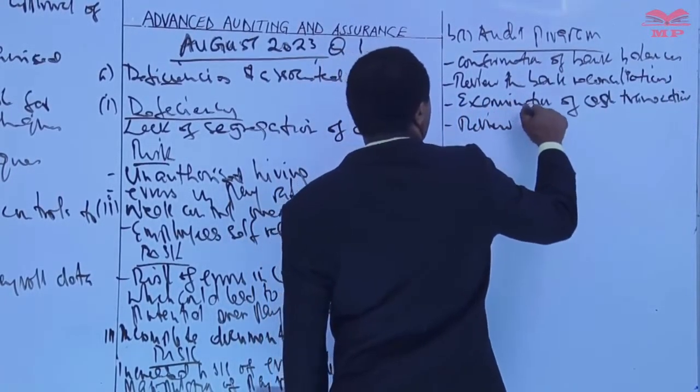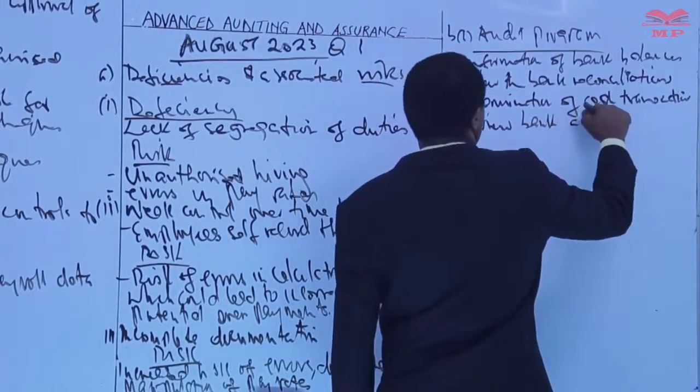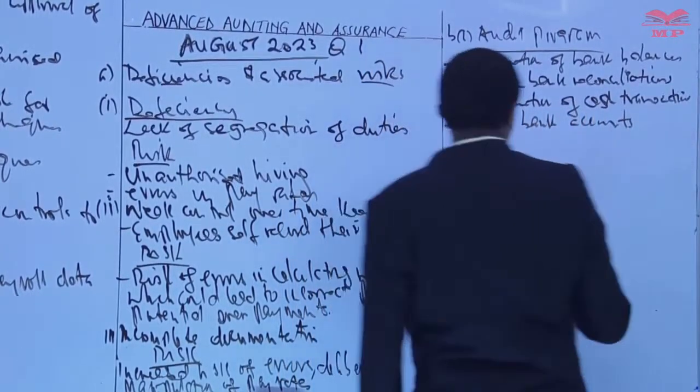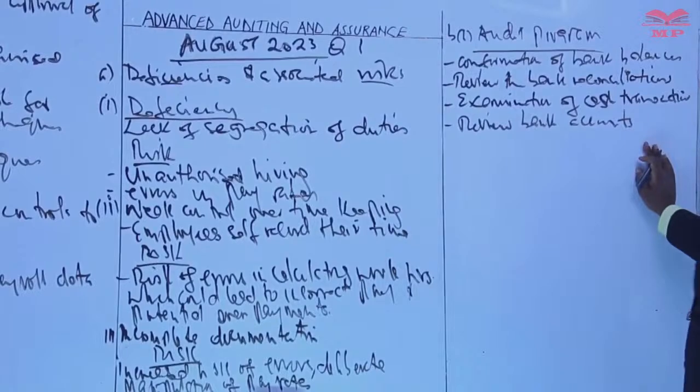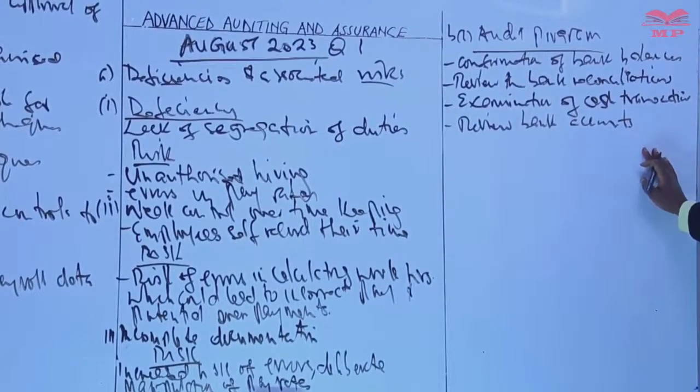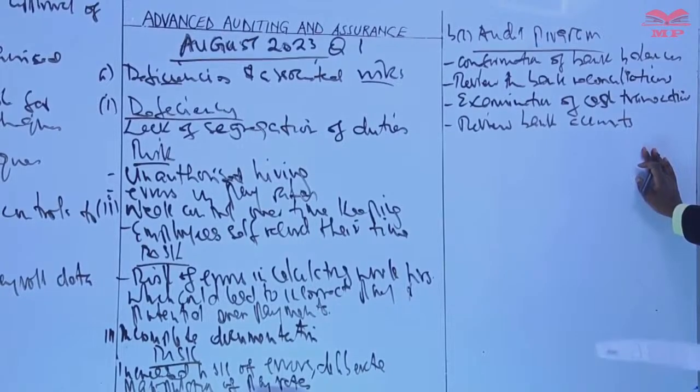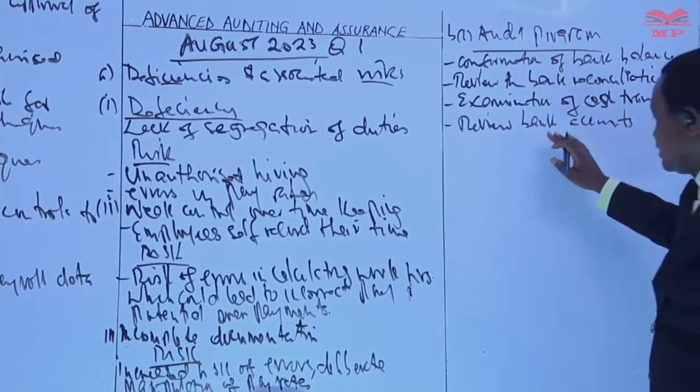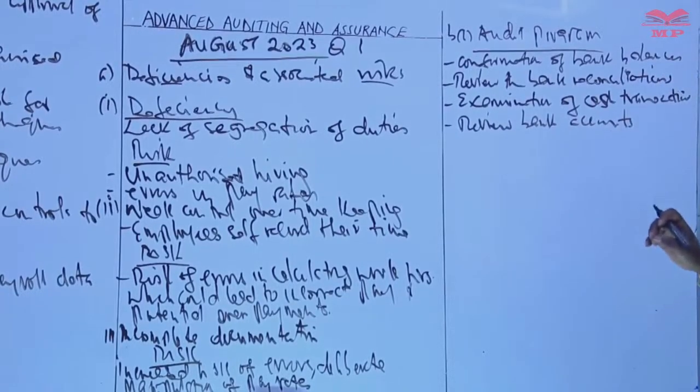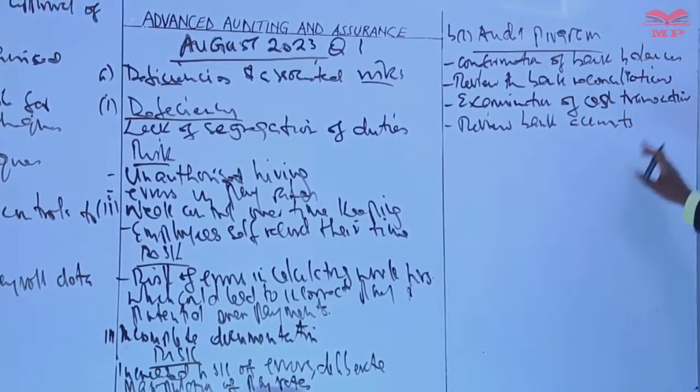Review bank accounts. The auditor may also just choose to review the company's bank accounts. Identify all bank accounts. Alright, first of all, you identify all the bank accounts maintained by the client. Then ensure that all bank accounts are properly reconciled. All bank accounts, in reviewing the accounts, should be reconciled. The auditor has to confirm that all the bank accounts have been reconciled.